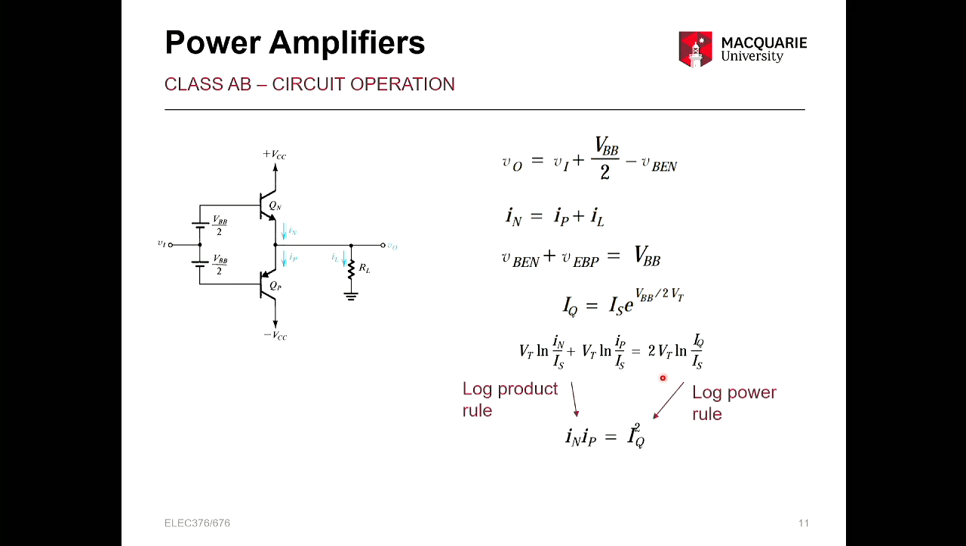Now with that, we can do some simple logarithmic tricks to show that this actually just means that INIP is equal to IQ squared, okay? Is everyone familiar with these log rules? Yep. So we have the log product rule and the log power rule. So this can be used to get these into simple expressions. So 2 log x is the same as log x squared, okay? And then you can divide through by your VT, which is common in all of these, and you end up with this very simple equation here, okay?